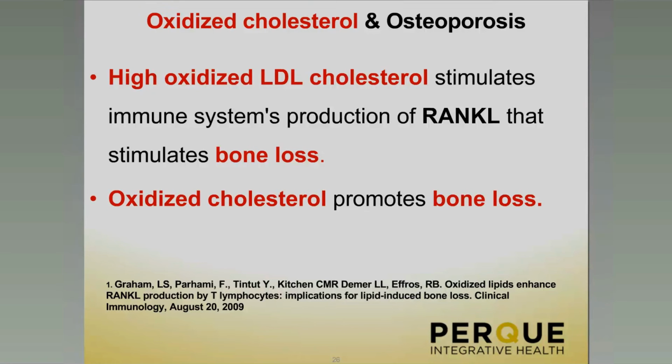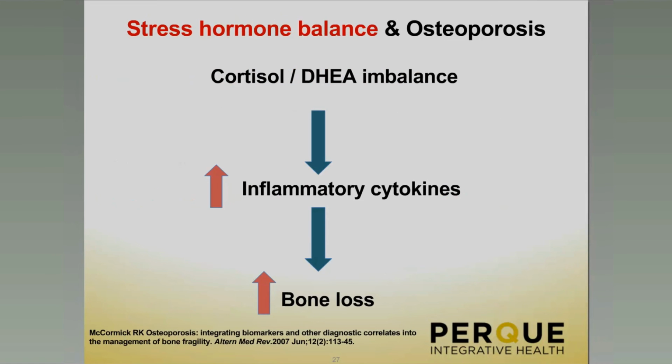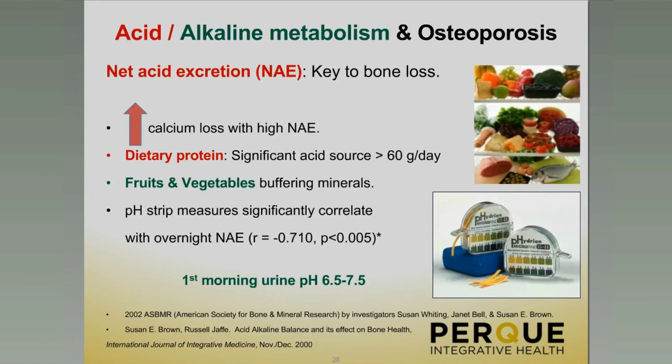We find that stress hormone balance is also related to osteoporosis, so we want to look at the cortisol to DHEA relationship. We can look at free cortisol to free DHEA in the saliva. That leads to an increase in inflammatory cytokines, that leads to an increase in bone loss. So the conventional literature is really quite supportive of the mechanism, and the alkaline way addresses these epigenetic or mitigatable causes that are under your influence.